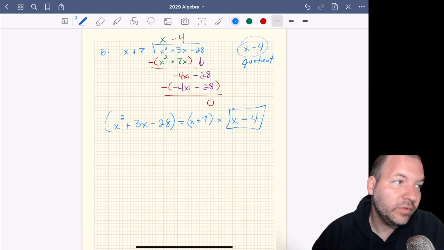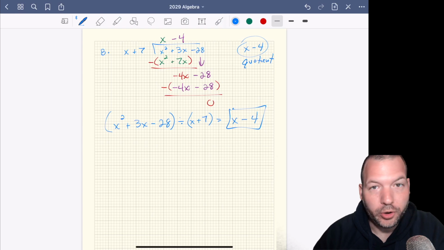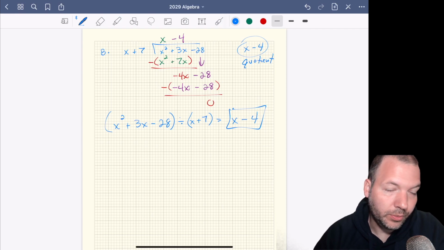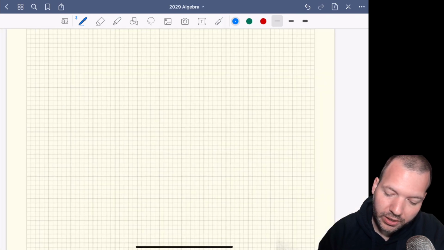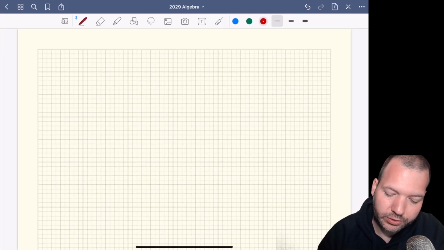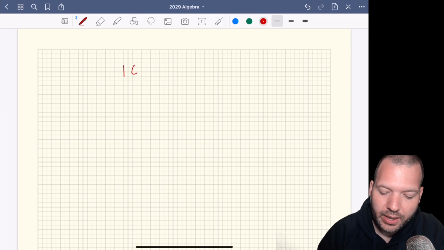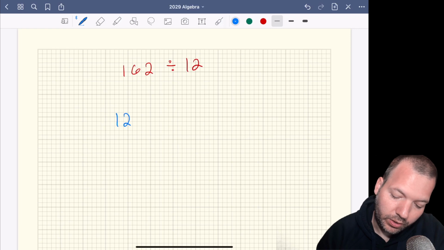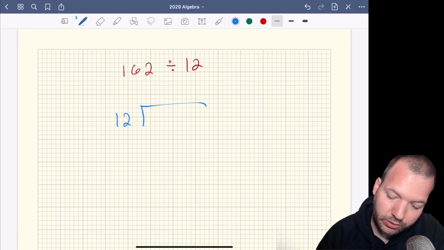Now, all three of those examples, the Check Your Progress problems and example 2, had no remainders. Of course, you might imagine sometimes we do have remainders, right? So again, let's go back to a numeric example first. Let's say I had 162 divided by 12. We would say, well, 12 goes into 162. How many times? 12 goes into 16 once. 1 times 12 is 12.